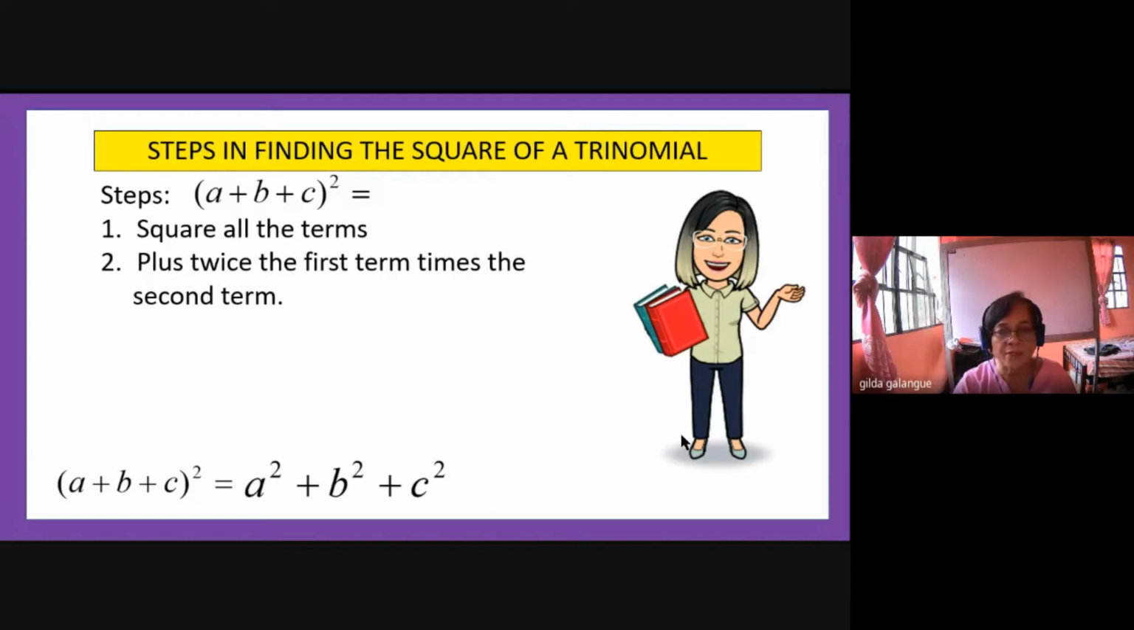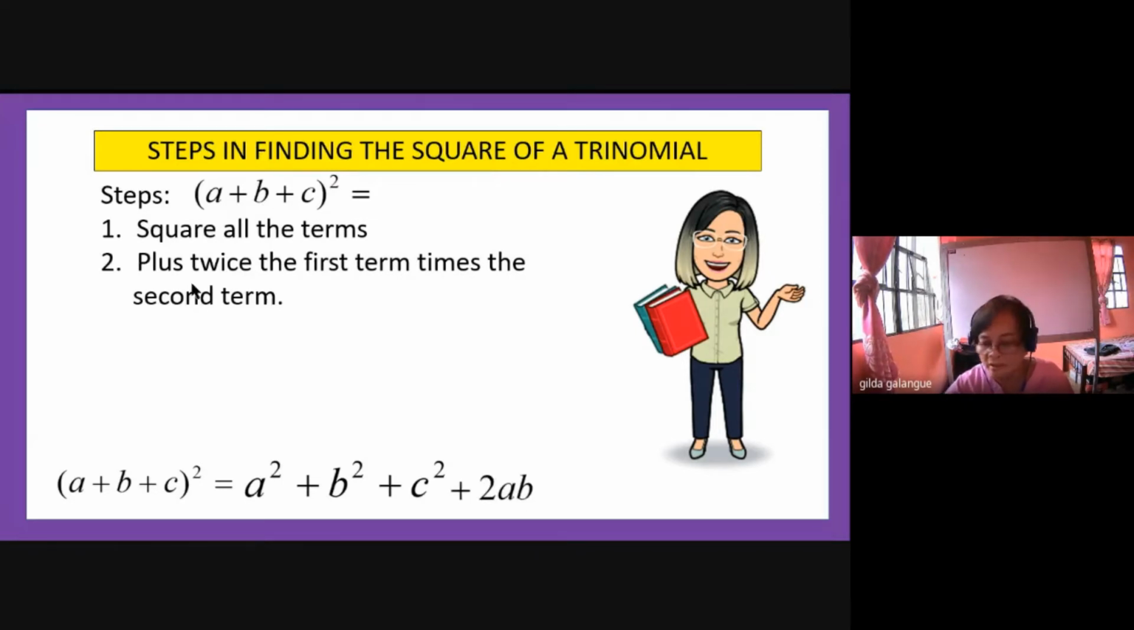Plus twice the first term times the second term. What is our first term? Our first term is a. What is our second term? Our second term is b. Twice a times b, and that is 2ab.